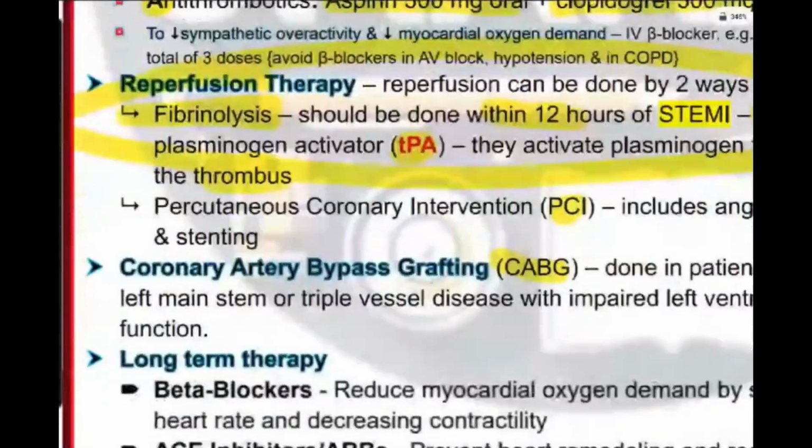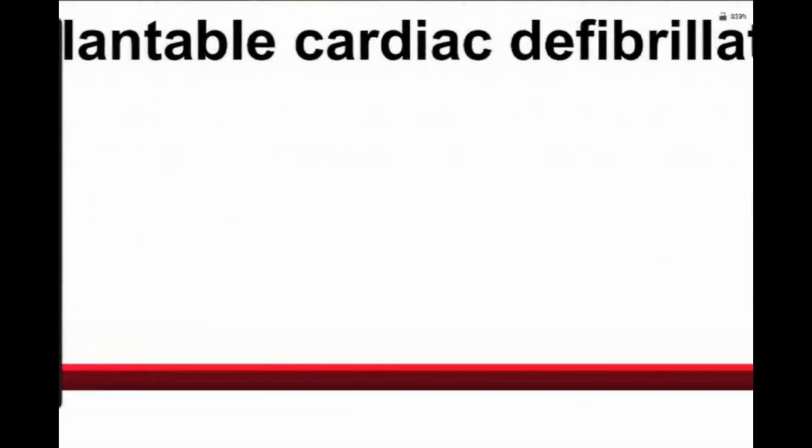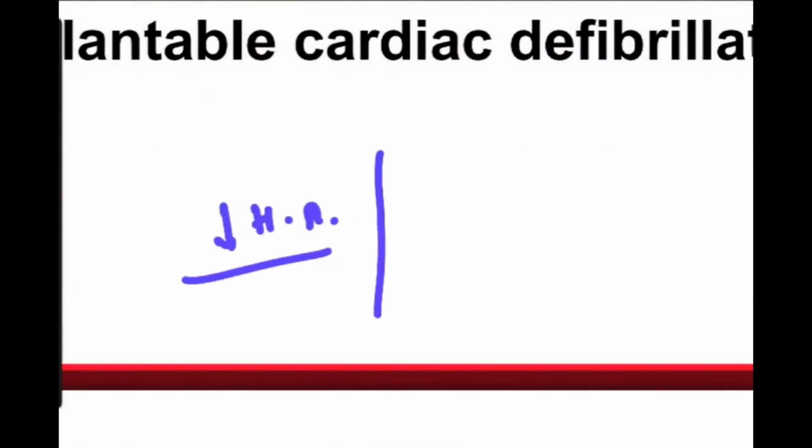After doing this, you have to keep the patient on long-term therapy because the cardiac wall is damaged. So you do beta blockers, ACE inhibitors, or ARBs. Why are you doing this? Because we want to decrease the heart rate. By decreasing the heart rate, what are you trying to do? You are trying to decrease the load on the heart.